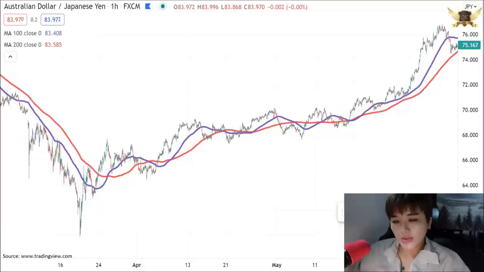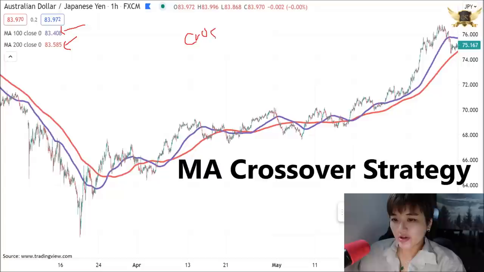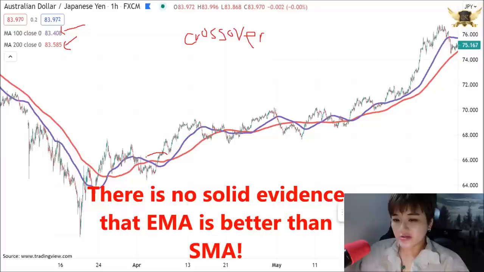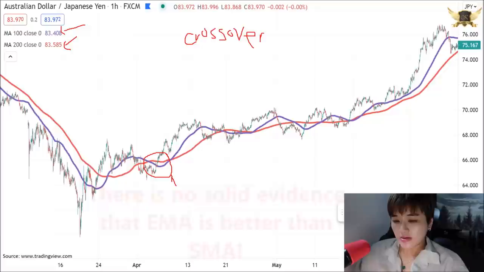Okay, so let's say I have the 100 SMA, 200 SMA here. We just focus on the crossover strategy, okay? It's fine to use 2 SMAs because there's really no evidence that EMA is better than SMA, okay? Even with SMA, it's going to produce some false signals. You can see that price MA cross over here, but then price action didn't really go down. It only ranges a little bit before it continues on the uptrend. Another false signal over here, but the gap is not that wide, so it tells you that maybe the bearish trend is not going to work out.